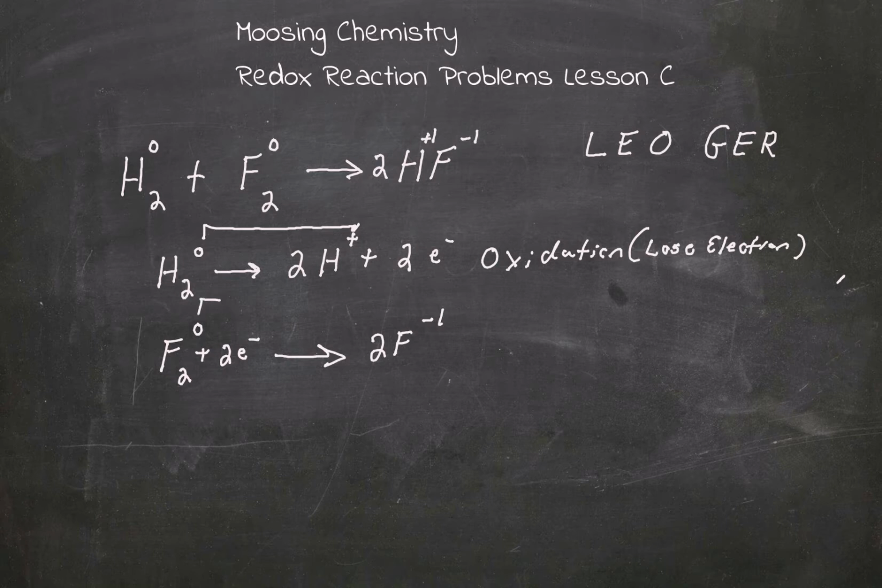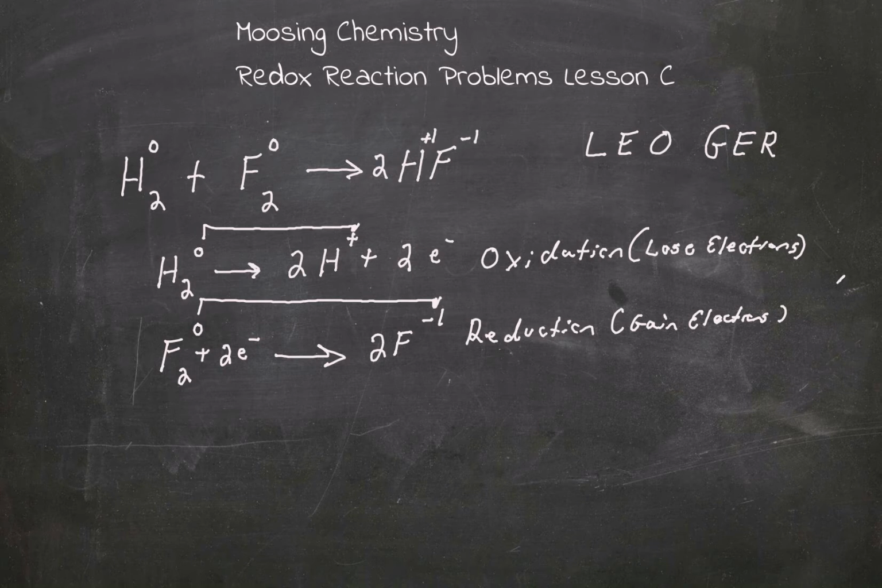So we're going from 0 to -1. Okay, that means we're going to reduction. We're going to reduce. We're going to gain an electron. So this is reduction. So we gained electrons. I should put an S there. All right. So let's look at another problem.